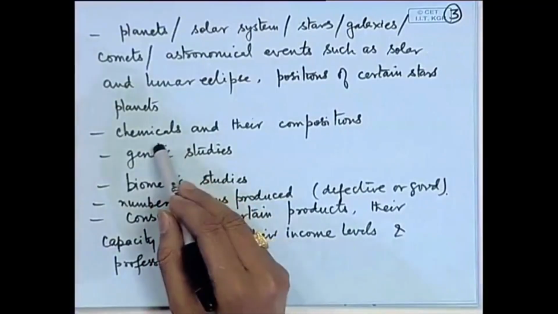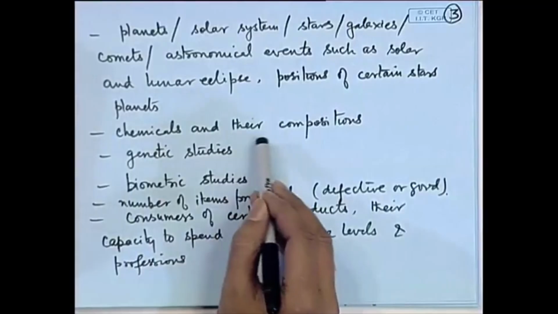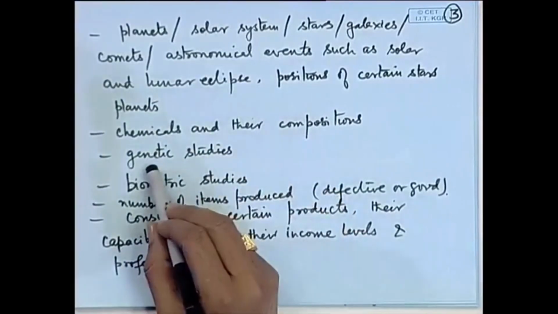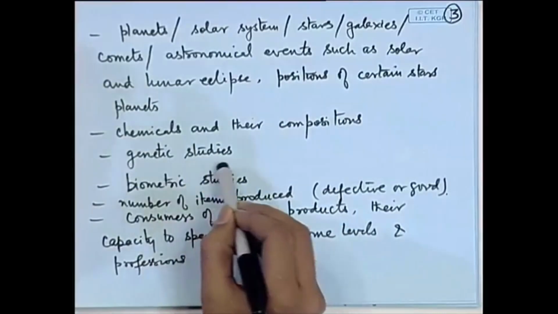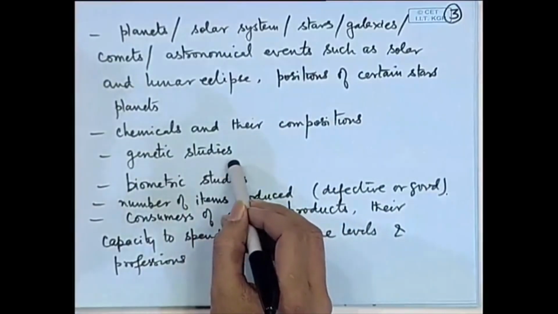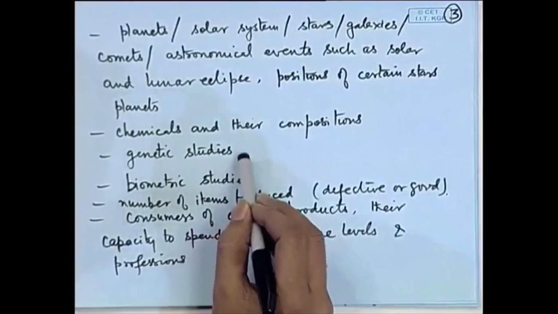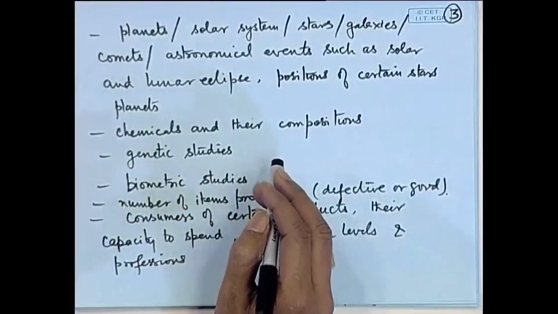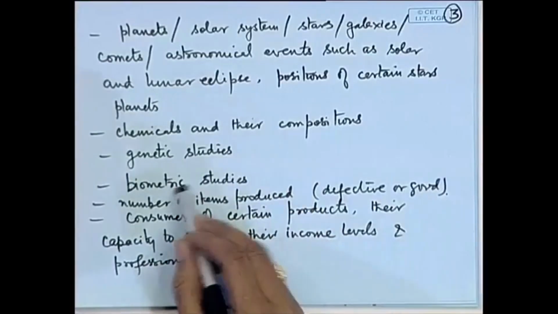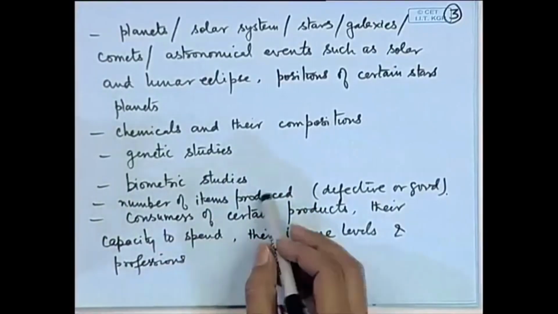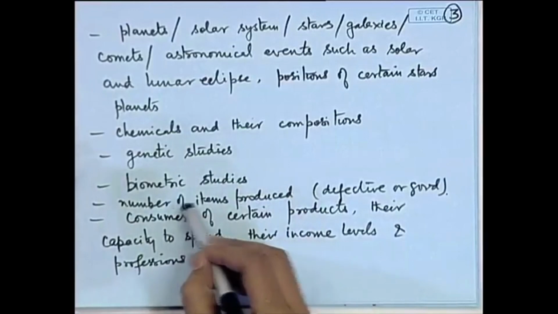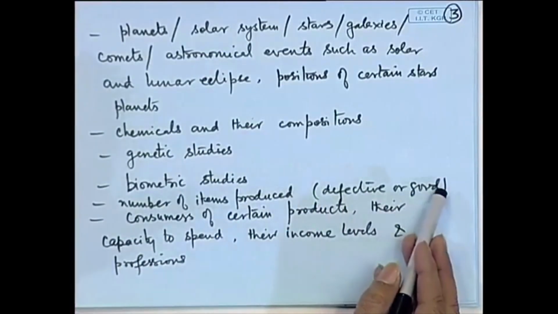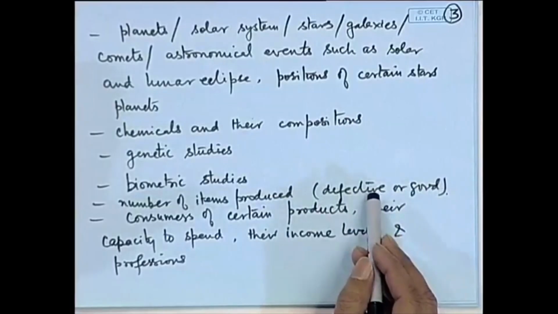The people in chemistry or chemical sciences, they study various kinds of chemicals and their compositions. The biologists, they study the genetic makeup of certain human beings, the genetic makeup of certain items. There are biometric studies. In industry, when manufacturing is being done, then what is the percentage of the defective items produced by that particular manufacturing process.